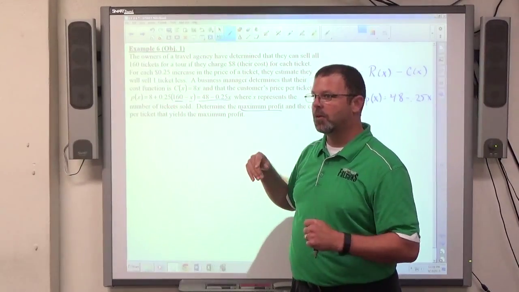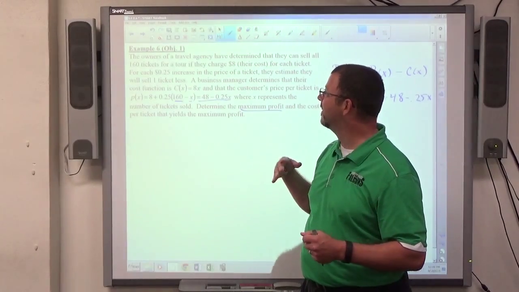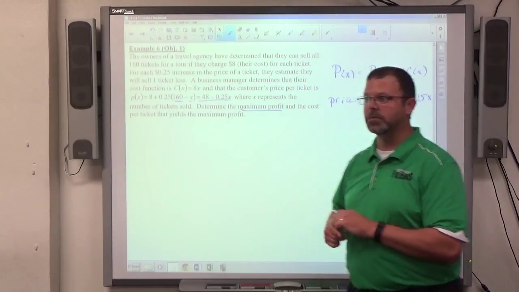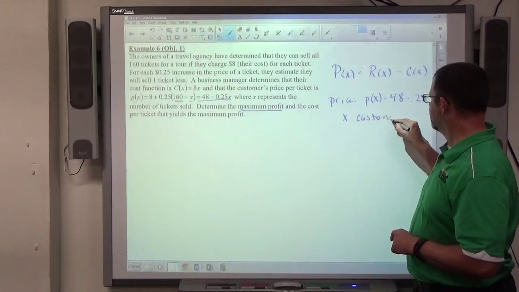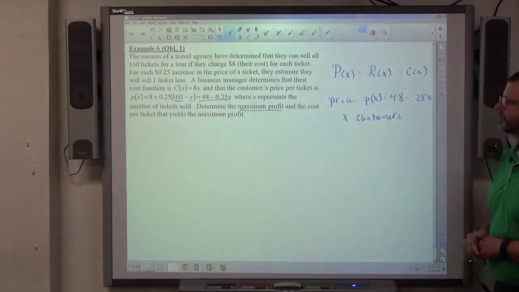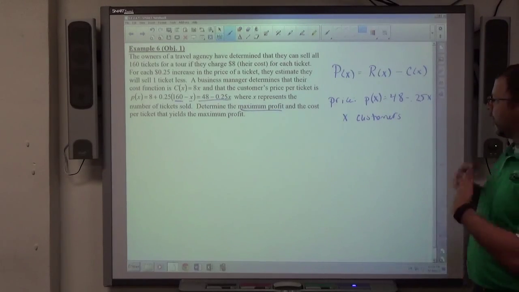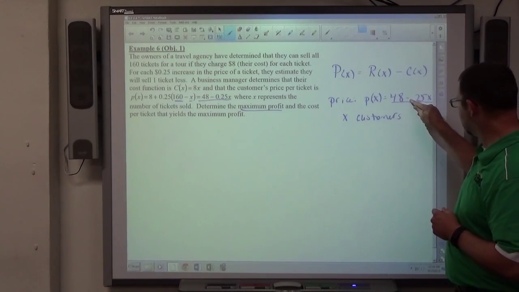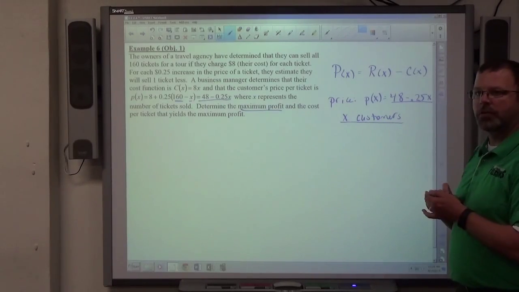So if they're selling tickets for $8, what it costs them, they'll sell them all. But if they start increasing the price, they're going to lose a customer per increase. And we also have x customers, and that's customers who actually buy tickets. So, looking at the revenue function here, if I take the price of a ticket, which is this, and multiply that times the number of customers, this, that represents R of x.